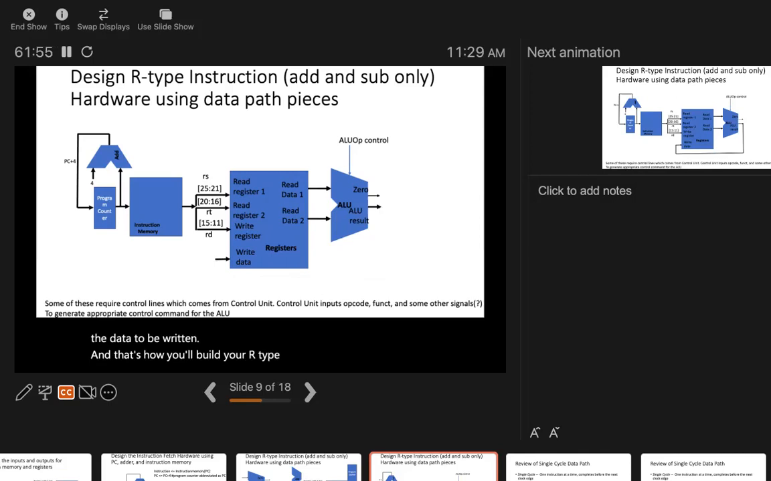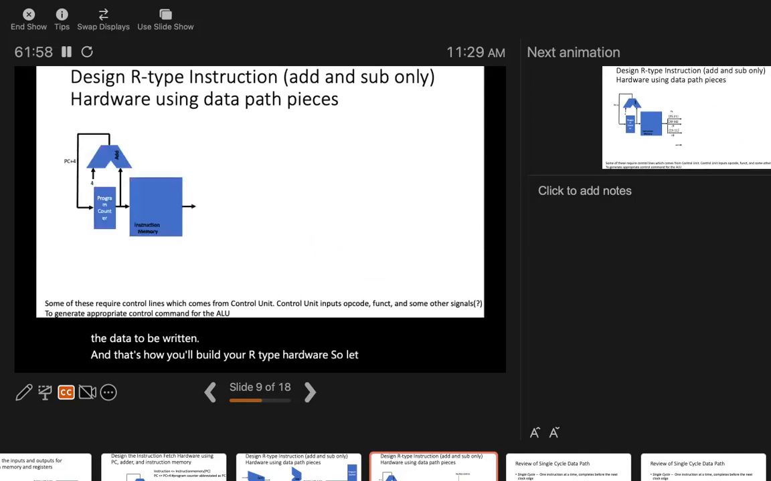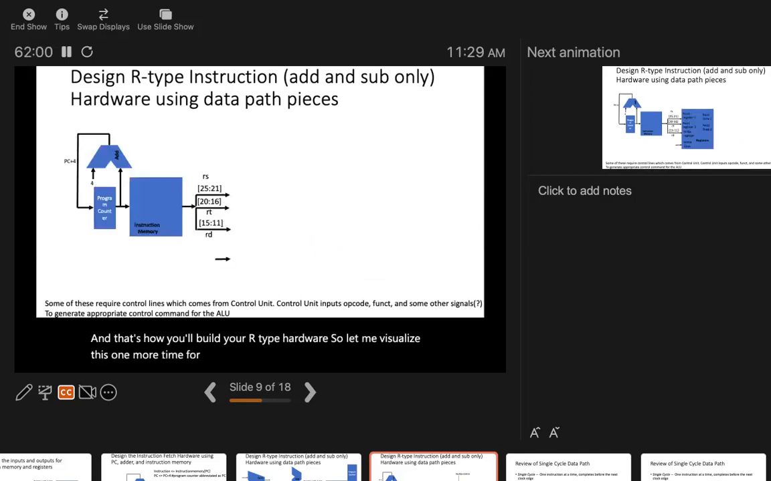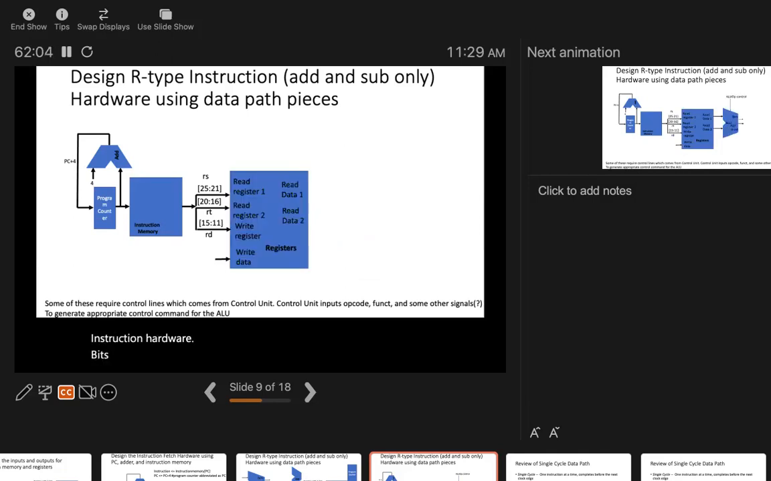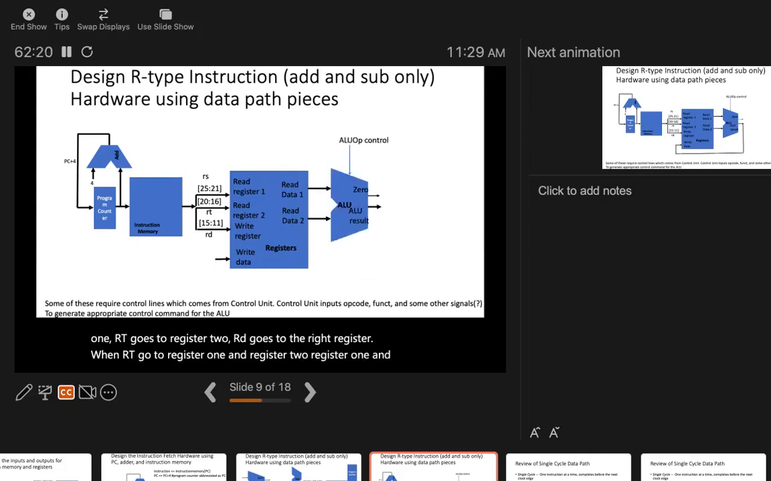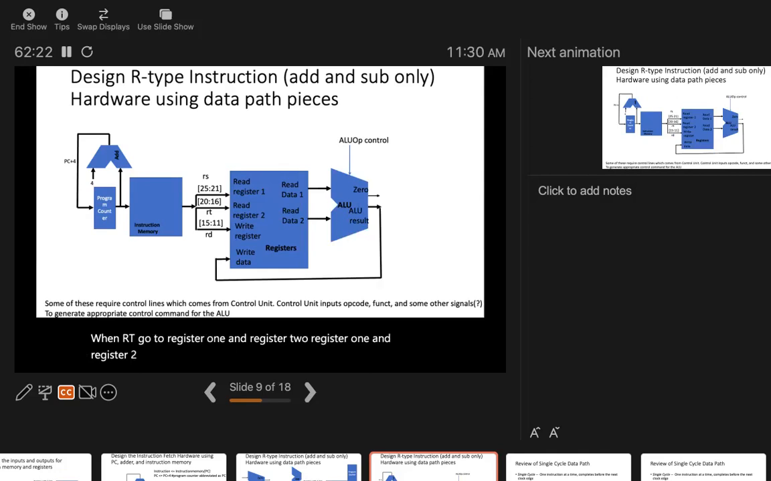So let me visualize this one more time for you. Instruction hardware, bit slicing, connect to the ports. RS goes to register 1, RT goes to register 2, RD goes to the write register. When RS and RT go to read register 1 and read register 2, out come read data 1 and read data 2, which are added. The result is then written back into the register. And that's how you build your R-type hardware.